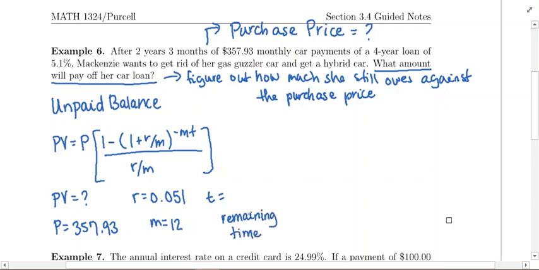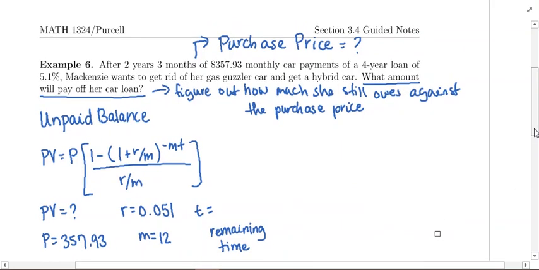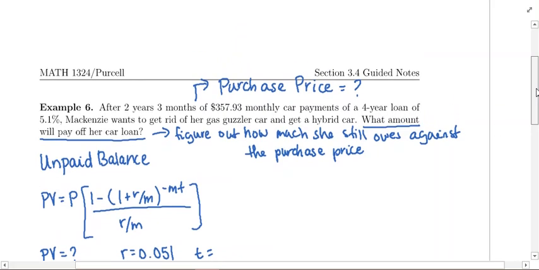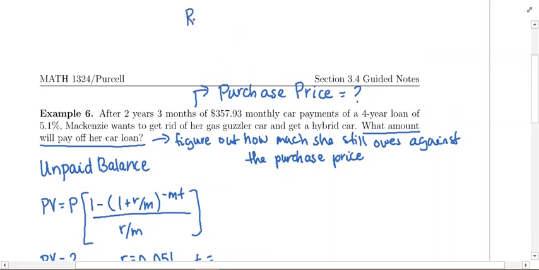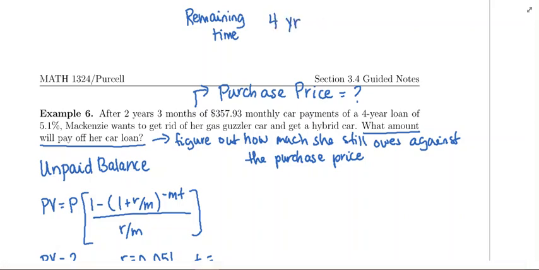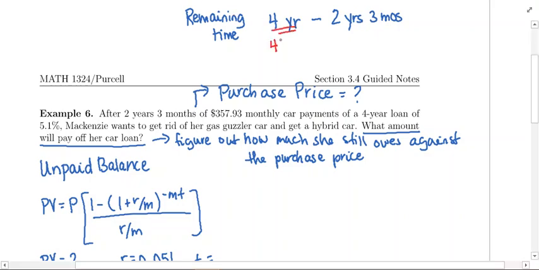So we need to figure out how much time is remaining. Again, it was a 4-year loan. She's made payments for 2 years and 3 months. So I'm actually going to go up here and write this down: remaining time. She started with a 4-year loan. We have to subtract out the 2 years, 3 months. If I'm looking at 4 years, how many months is that? That's 4 times 12, that's 48 months.